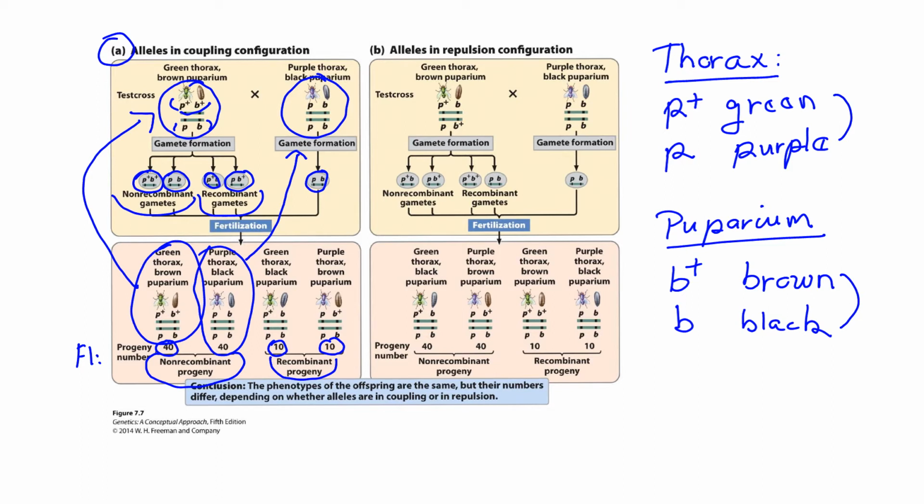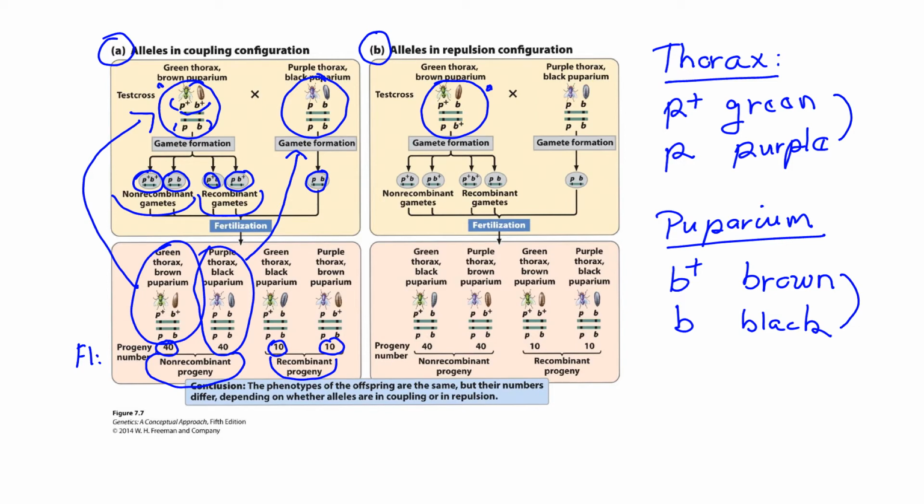Now, what if the alleles of these two genes are in trans? It's outlined like here. You again perform a test cross, and now the blowfly is phenotypically the same as the blowfly which had the alleles of these two genes in the other position, because there is complementation. So this blowfly shows green thorax, brown puparium, and manifests the wild type or dominant phenotype.